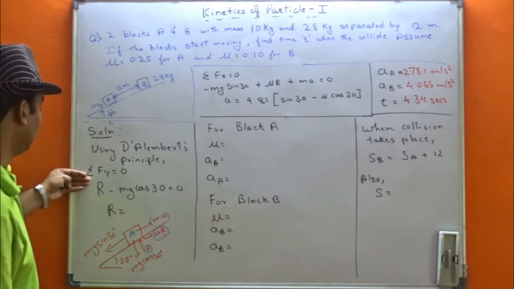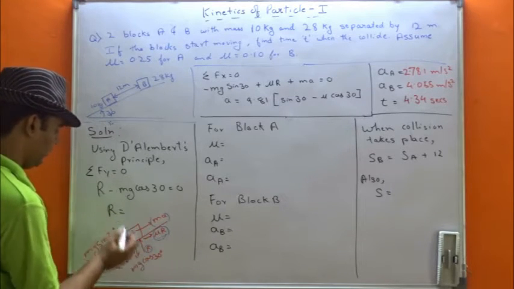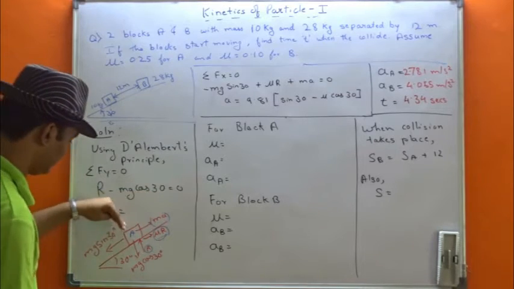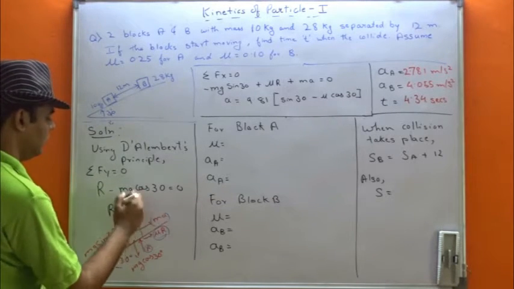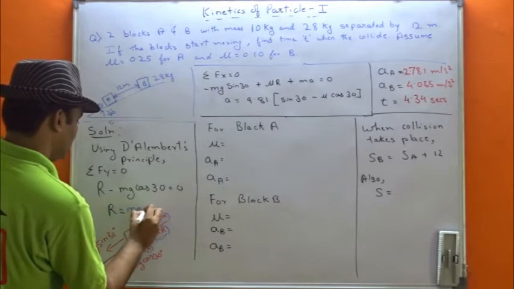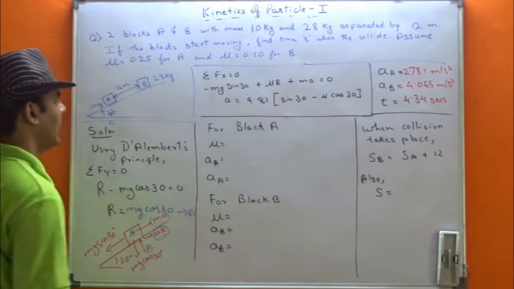So now summation Fy is given by R, which is in positive direction, minus mg cos 30, which is in downward direction, is equal to 0. Or we can write R is equal to mg cos 30. So this is our equation number 1.